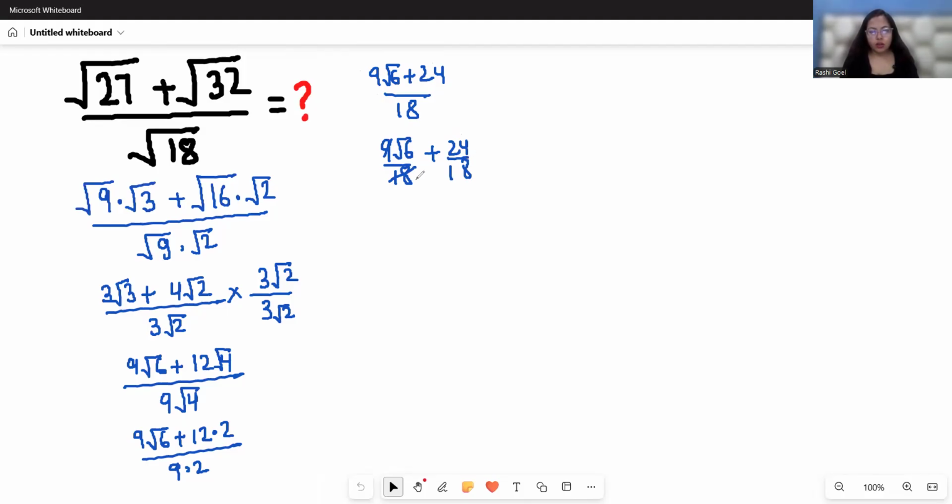So this cancels out, gives 2. So √6 by 2 plus, this will cancel out: 6 times 4 is 24 and 6 times 3 is 18, as 4 by 3. So this is the simplified form.